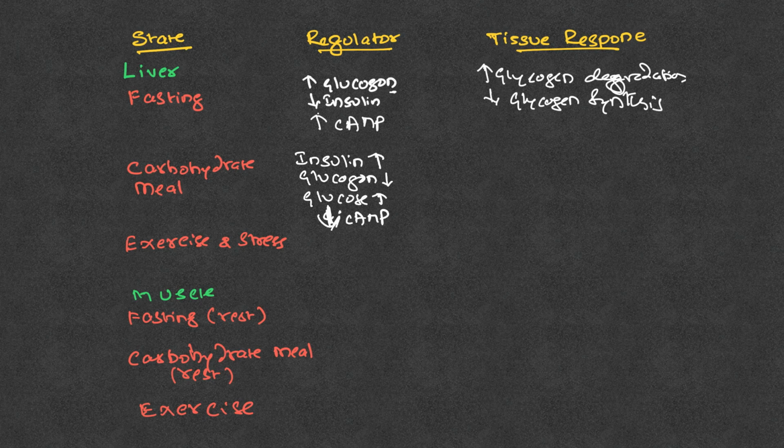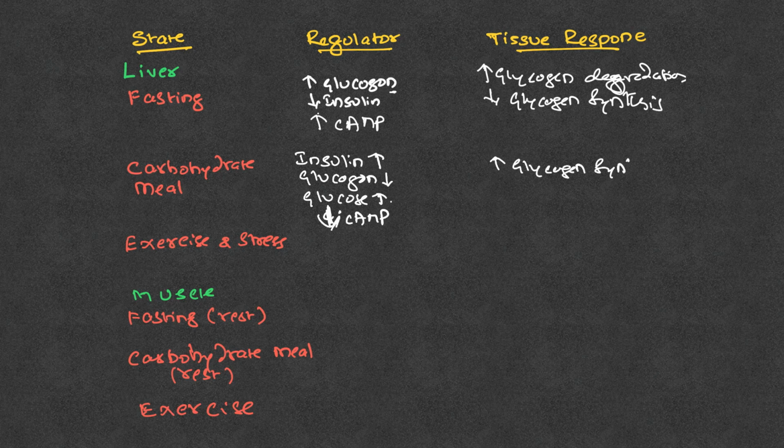Whenever there is a decrease in cyclic AMP and an increase in insulin, what does insulin do? Insulin is going to activate an enzyme called protein phosphatase, which removes phosphates from all these enzymes. When the phosphate is removed from glycogen synthase, it becomes active, because glycogen synthase is active under dephosphorylated conditions. When glycogen synthase is active and glucose is sufficiently available, there is an increase in glycogen synthesis.